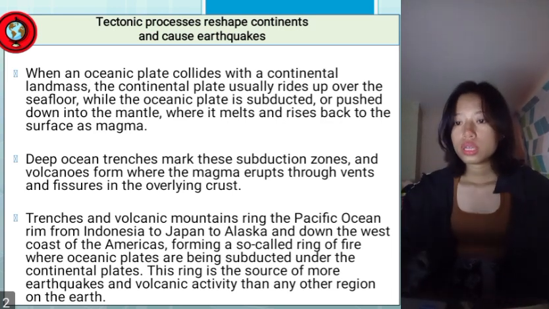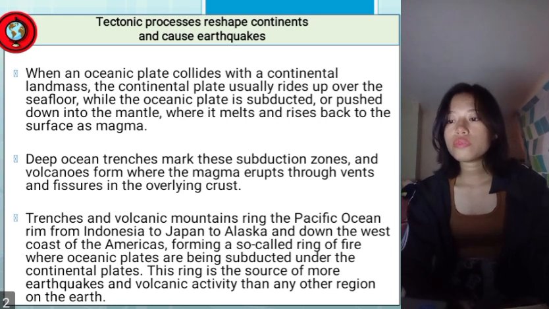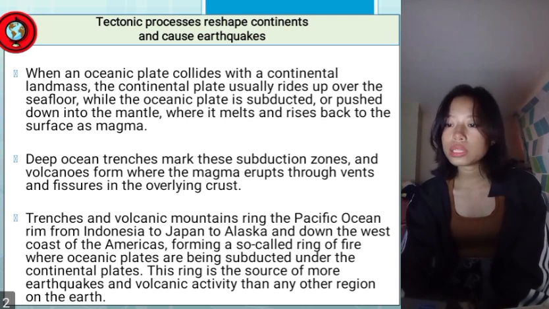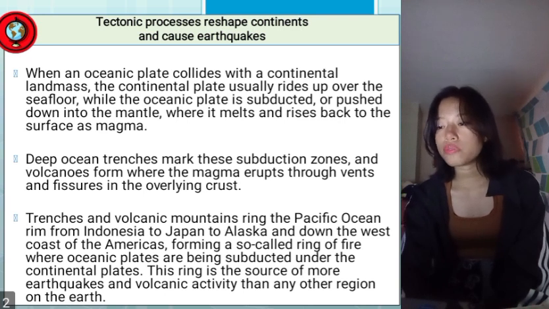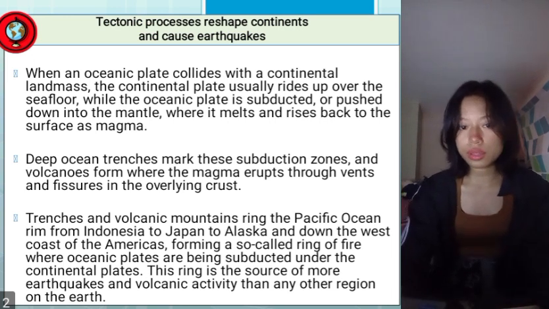So and also, deep ocean trenches mark these subduction zones, and volcanoes form where the magma erupts through vents and fissures in the overlying crust. So trenches and volcanic mountains ring in the Pacific Ocean rim from Indonesia to Japan to Alaska and down to the west coast of the Americas, forming a so-called ring of fire, where oceanic plates are being subducted under the continental plates. This rising is the source of more earthquakes and volcanic activity than any other region of the Earth.